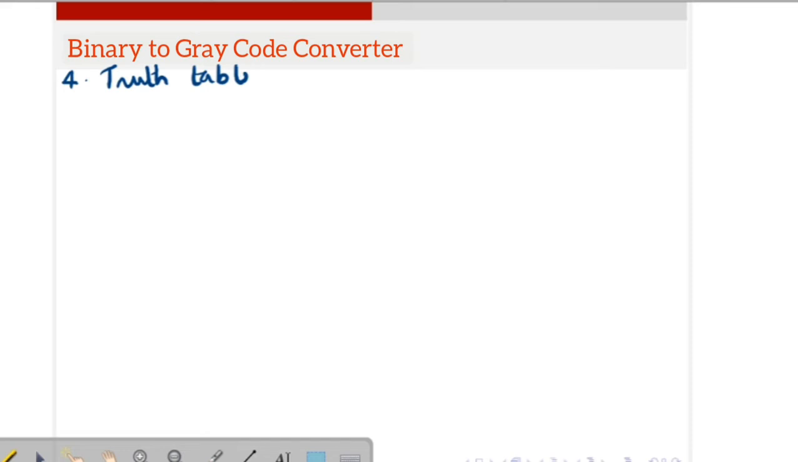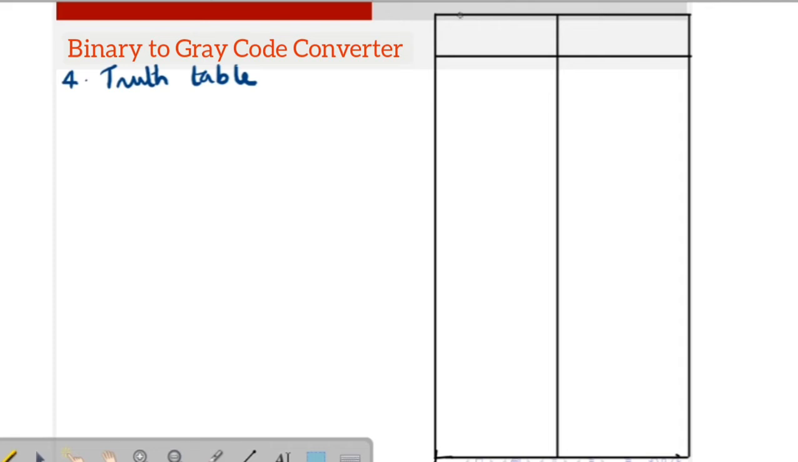So here the input is the binary number and output is the gray code. So there are two columns for this truth table. So this is the truth table. First column is the input, that is binary number, and second column is the equivalent gray code, that is the output. So binary number is labeled as B3, B2, B1, B0, and gray code is G3, G2, G1, G0. Okay, so here the binary number is 4-bit binary.